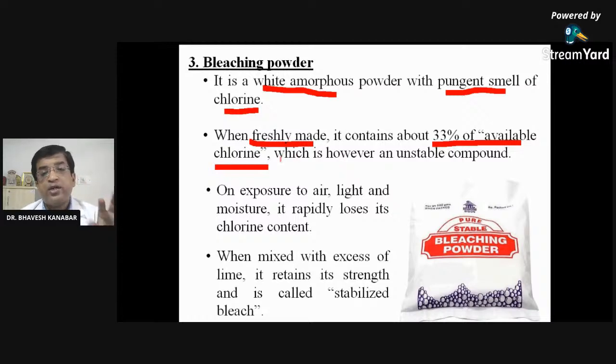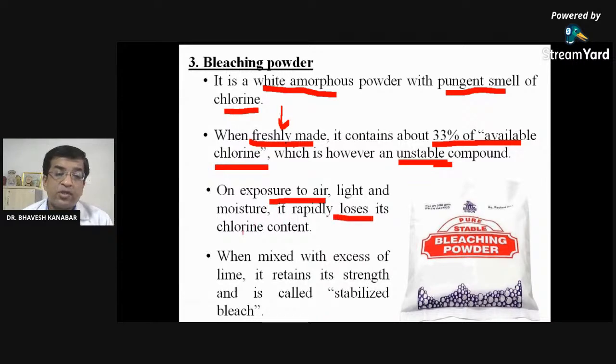So in case of 100 gram of the bleaching powder, 33 gram of chlorine is available, we can say that. And this available chlorine is highly unstable. It is an unstable compound, so it should be freshly prepared. On exposure to air, light and moisture, it rapidly loses its chlorine content. That's why bleaching powder is to be made freshly.